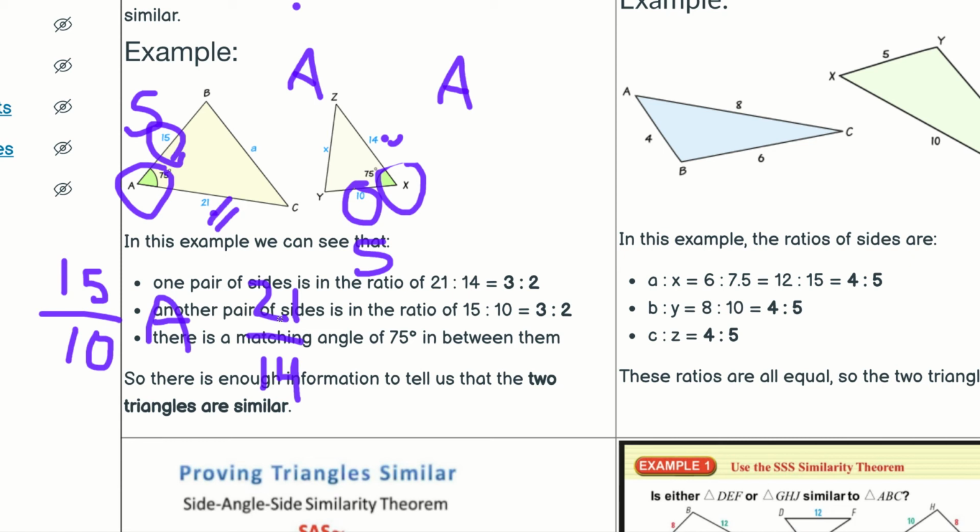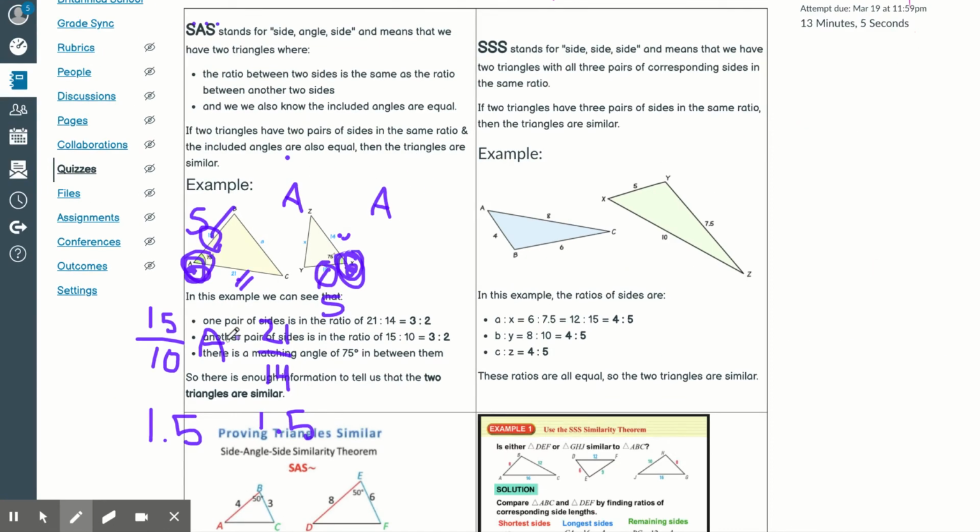All right, so this one was 15 divided by 10 on the left, and that's a 1.5 in my calculator. And then this one over here, 21 divided by 14, and that's also a 1.5. So because those two sides, this 15 and 10, make the fraction 1.5, and the 21 over 14 is also 1.5, and then I have the angle right there in between the two, then I can say that these two triangles are in fact similar triangles because they meet that criteria of side, angle, side.